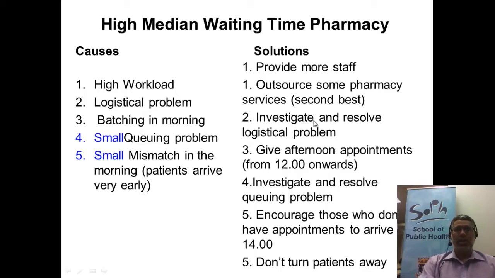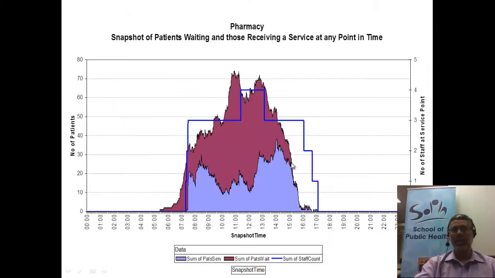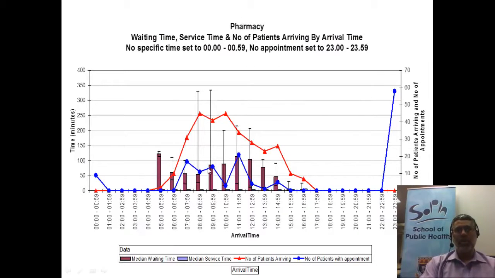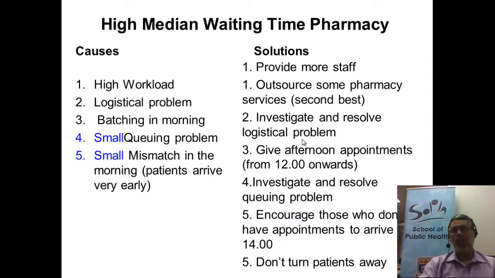So if there's a logistical problem, it needs to be investigated as to what it is. Is it equipment or space? And then resolved. Batching in the morning, indeed, they could give that. As we saw, they were given appointments for too early in the day. If these are shifted, then the batching will decrease, and that will be a slight relief from the waiting times, but that's not the major cause. Okay, you can investigate and resolve the queuing problem. Okay, and of course for the mismatch, we can encourage those who don't have appointments to arrive in the afternoon, and of course don't turn patients away.